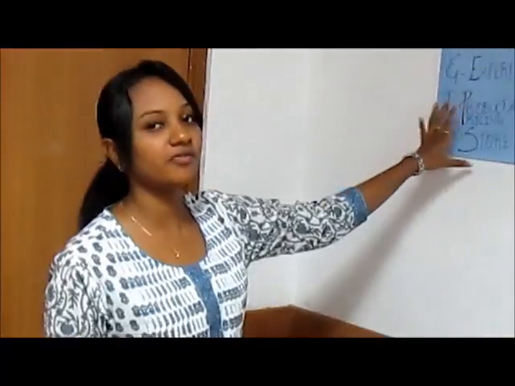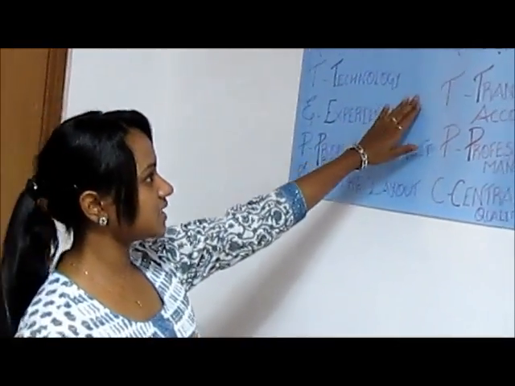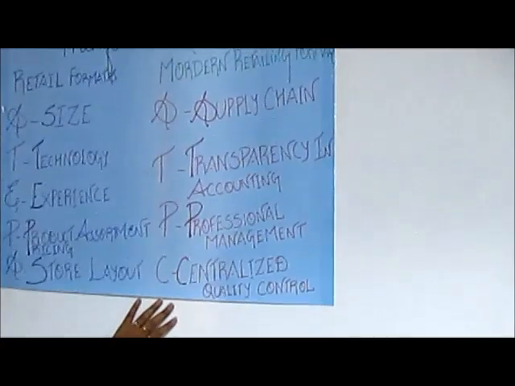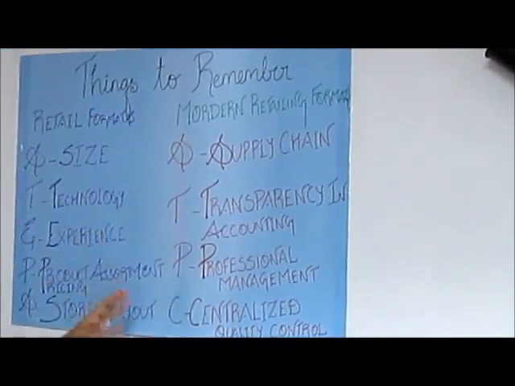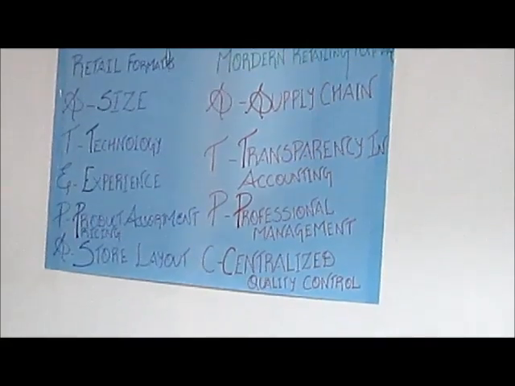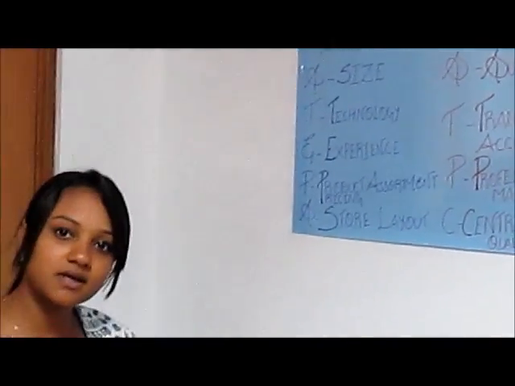That is, the steps have been modified into the STPC. The S stands for supply chain, T for transparency in accounting, P for professional management, and C for centralized quality control. Supply chain forms the major part of retailing. Once our supply chain is effective, it is sure our business is going to run in profit.